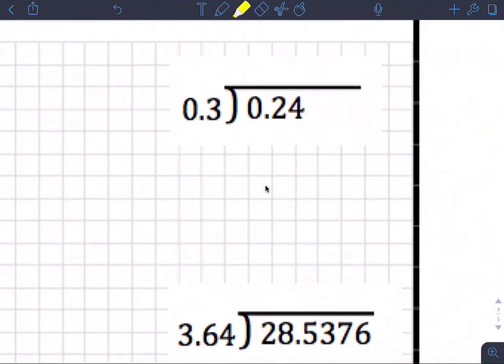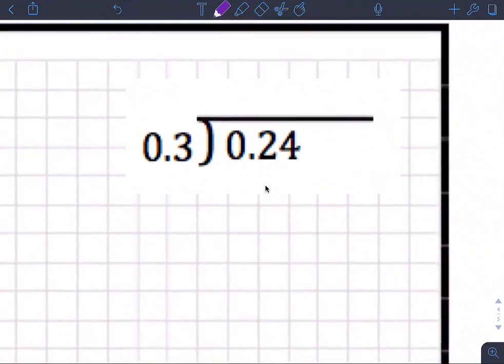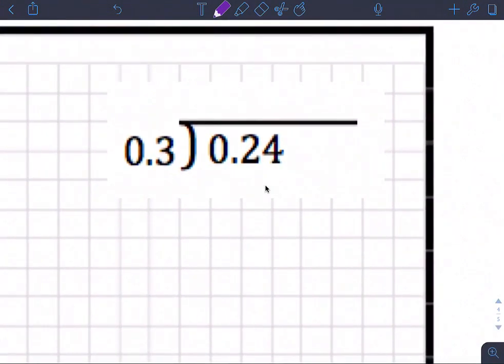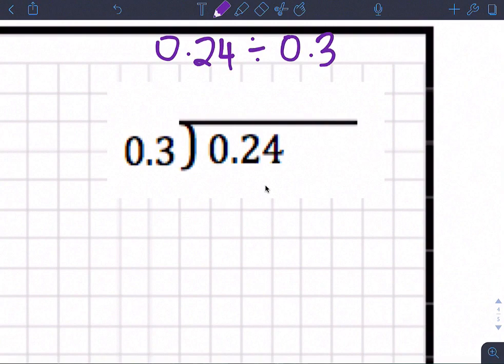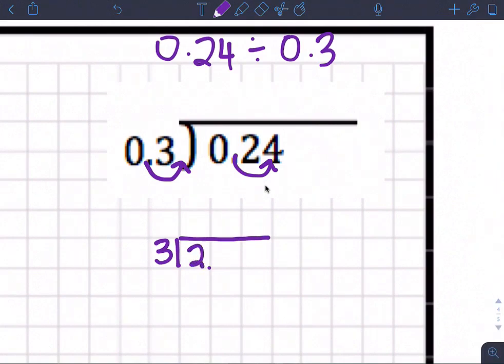All right. Let's do another example. All right. Again, we are going to look at the number on the outside, and if we were to see this written a different way, it would look like this. So if you're looking at how to set it up, this is what it should look like. So let's go ahead and move that decimal one place, and we're going to rewrite this as 3 on the outside and 2.4 on the inside. Since we moved it once to make 3/10 a whole number, we move it once to make 24/100 into 2 4/10.